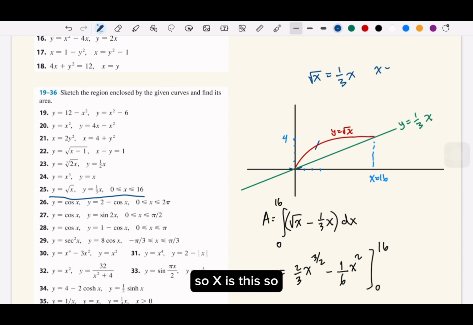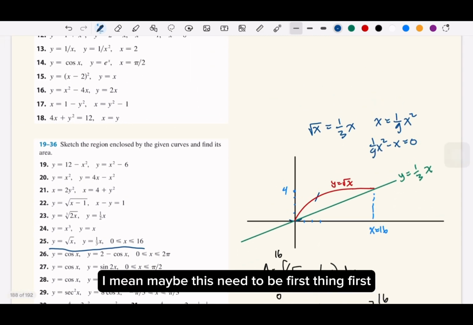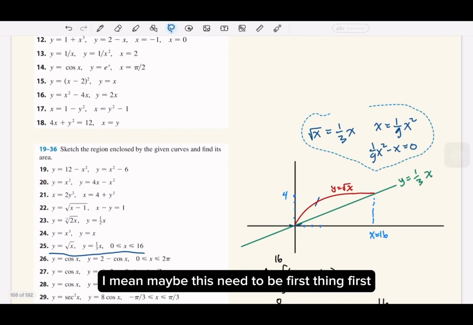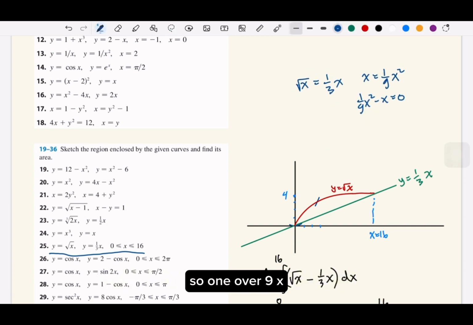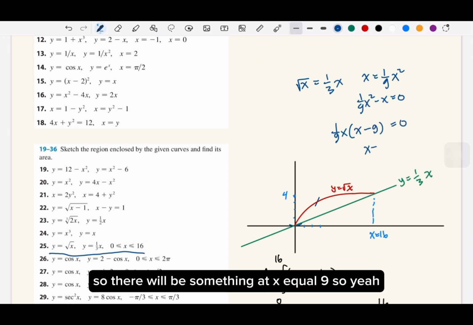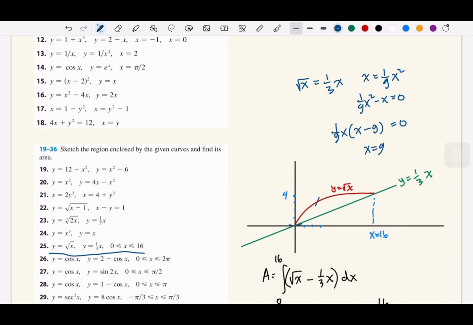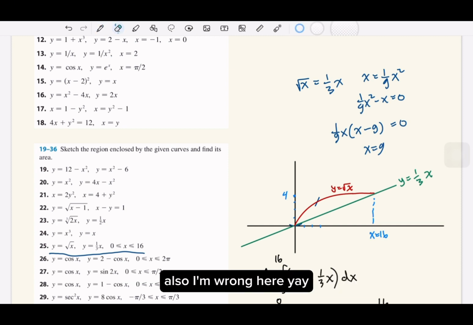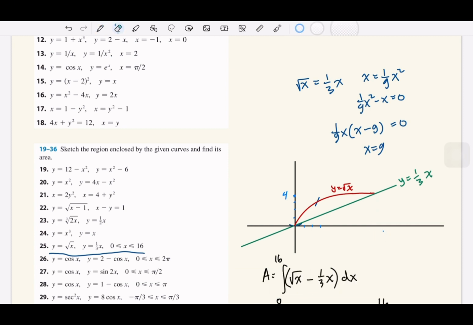So x is this. Maybe this needs to be the first thing. So 1 over 9x is x minus 9. So there will be something at x equal 9. So yeah, oh, so I'm wrong here. Yay.